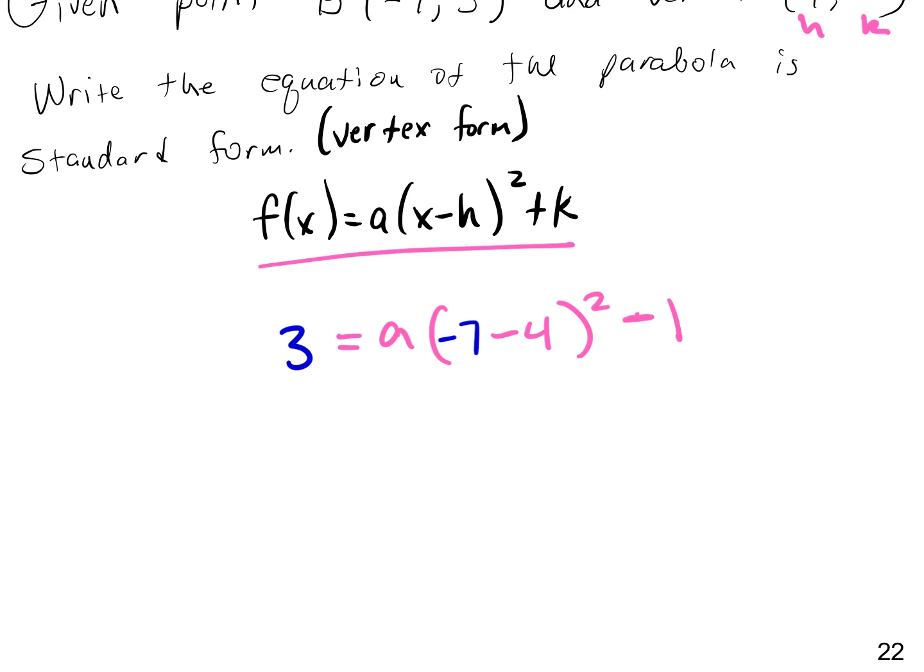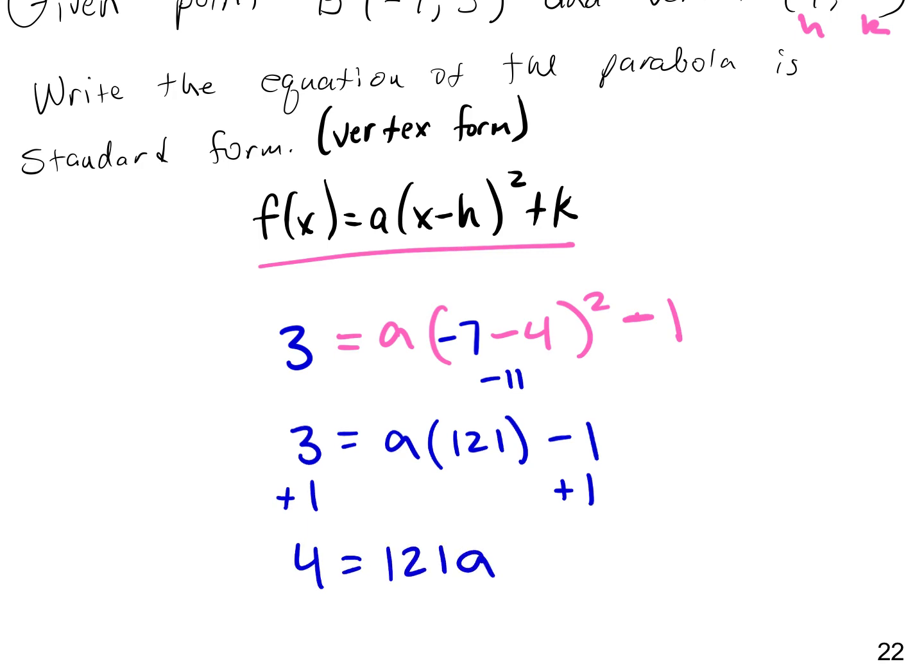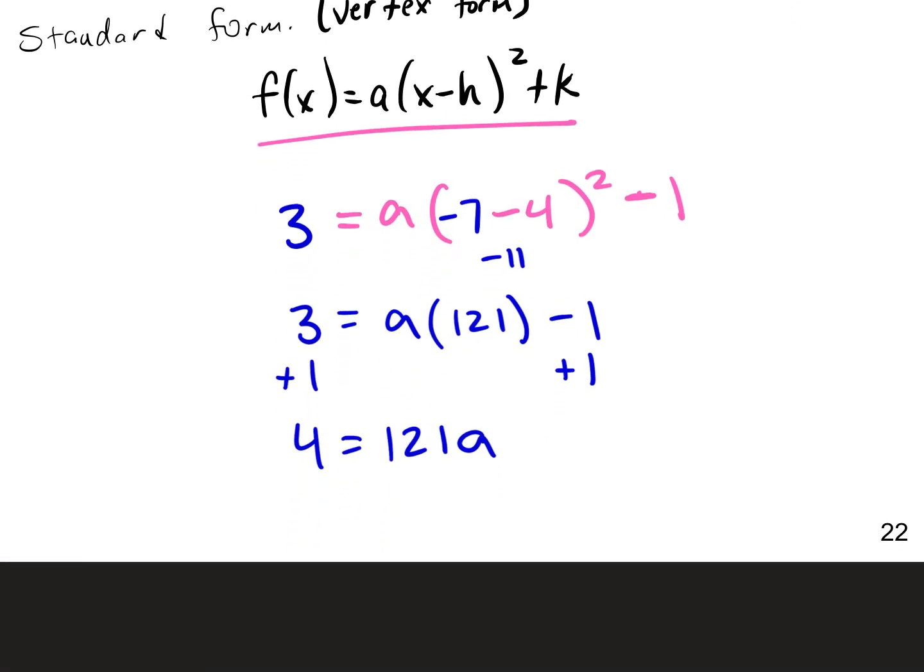So I have, what should I do first? Square the inside parentheses. So it'd be -7 minus 4 would be -11. And -11 squared is what? 121. What could I do next? Add 1 to the other side. So 4 is equal to 121a. And then what's next? Divide by 121. So our a value is 4 over 121.